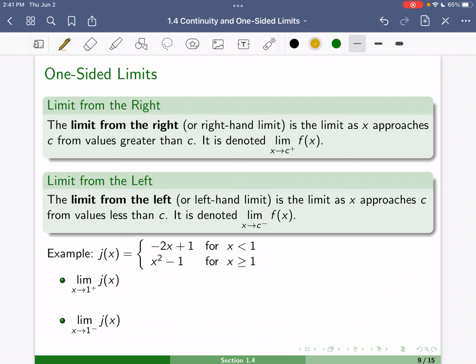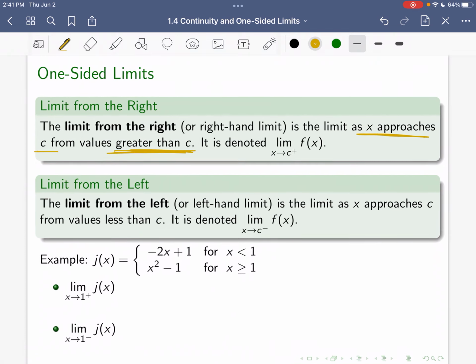In this video, we are going to look at one-sided limits, and we are going to talk about continuity from either the left or from the right. So the limit from the right, or right-handed limit, is the limit as x approaches the value c from values that are greater than c. And so we denote that in this way.